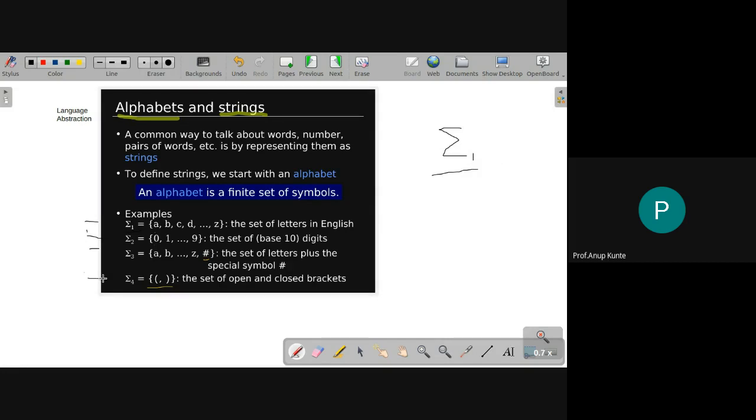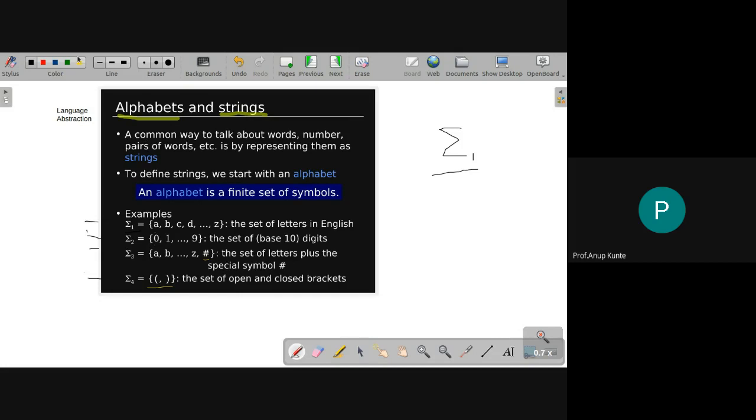So I may be doing some sort of word processing in English. For that, I would require all the English alphabets that are part of this particular sigma 1. I may be doing some mathematics in base 10, that is decimal numbers, then sigma 2 will be considered as my alphabet set, because any decimal number I can produce using these unique symbols 0, 1, 2 up to 9, right? So that's the understanding of what we mean by alphabet.